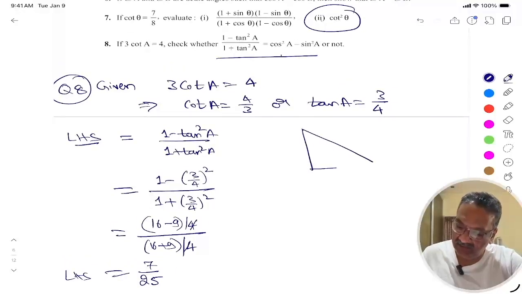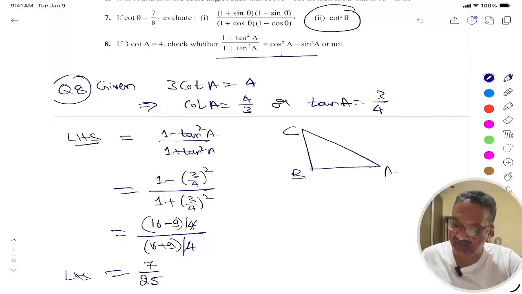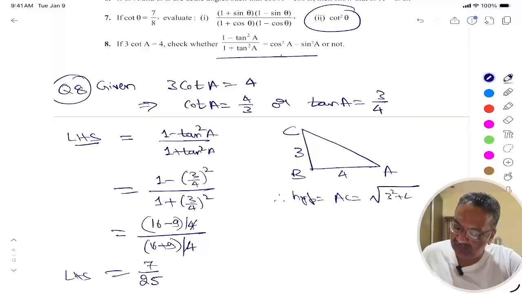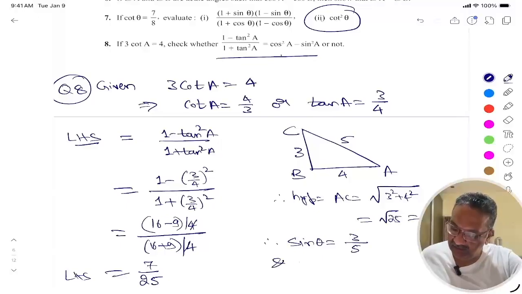So we have this triangle, A, B, C. Tan A is 3 by 4. Tan A is opposite by adjacent, so 3 by 4. Therefore, hypotenuse AC is equal to square root of 3 square plus 4 square. 3 square is 9, 4 square is 16. So root of 25. So AC becomes 5. Therefore, we have sin theta is equal to opposite by hypotenuse, and cos theta is equal to adjacent by hypotenuse.